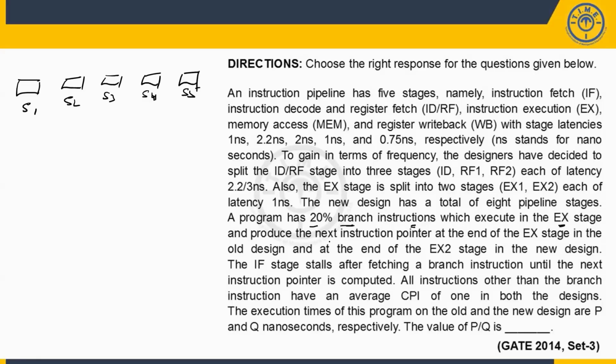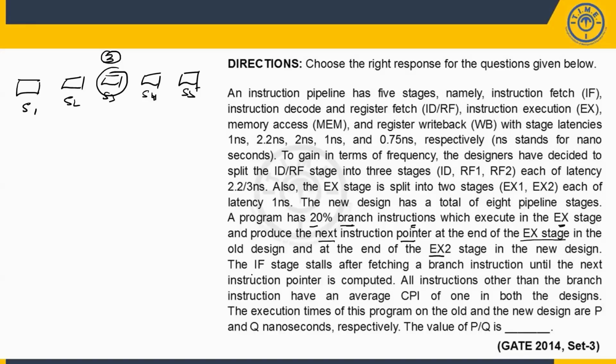The branch executes in the EX stage and produces the next instruction pointer at the end of the EX stage in the older design. Where is the EX stage? 1, 2, 3. Third one is the EX stage. We'll talk about only the EX stage. EX2 we'll talk later.